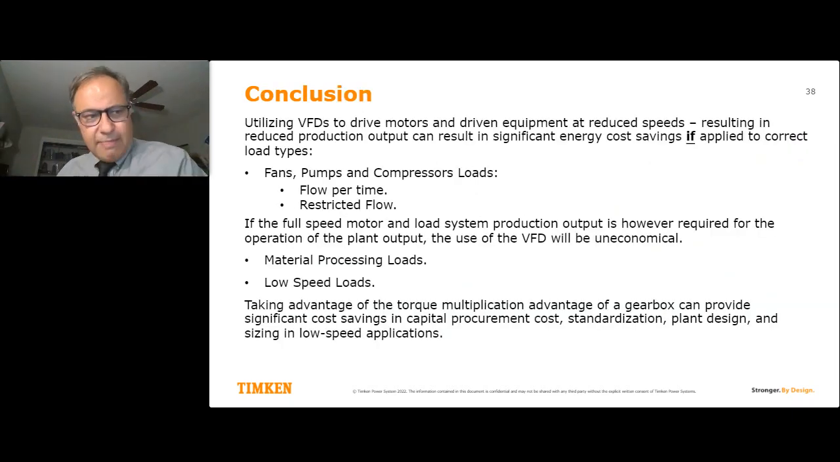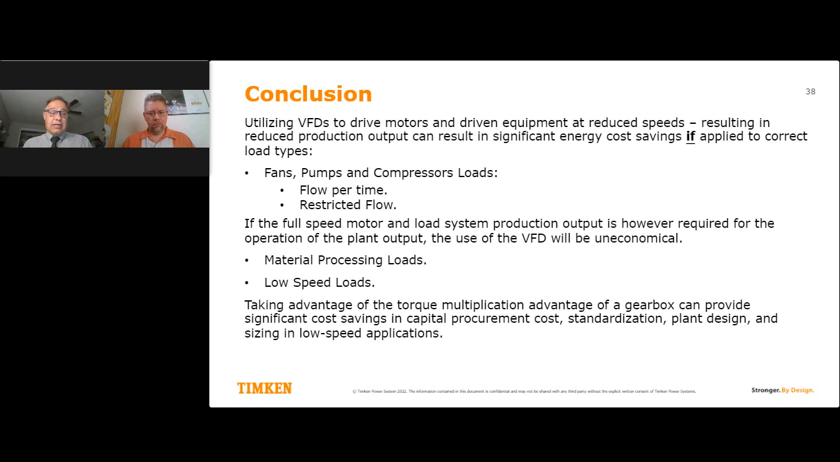Now, wrapping this all up quickly, in conclusion, utilizing VFDs to drive motors and driven equipment at reduced speed can result in significant energy cost savings if applied correctly for the load types that we found: fans, pumps, and compressors, for a flow per time or restrictive flow scenario. If the speed of the motor and load system reduces the output for the plant, for instance in a material processing load, the use of the VFD is uneconomical because of the production losses.